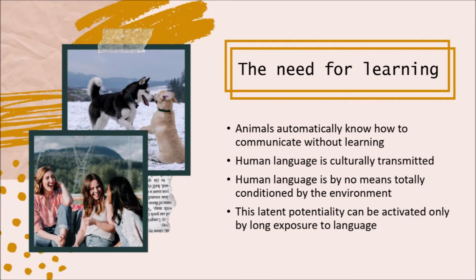Animals automatically know how to communicate without learning. In one experiment, a bird reared in a soundproof room away from other birds developed an abnormal type of song. Yet when the bird was exposed to only occasional tape recordings of other birds, its song developed normally. This is quite different from the long learning process needed to acquire human language, which is culturally transmitted.